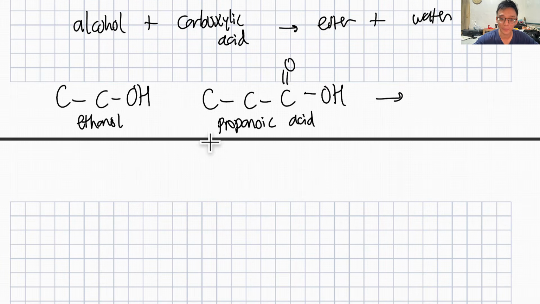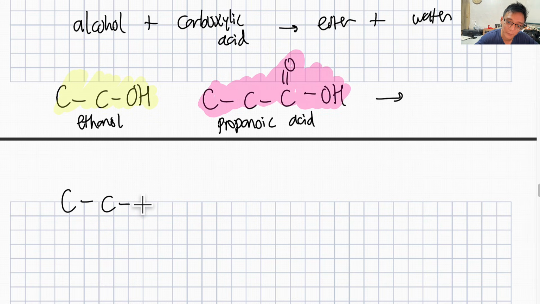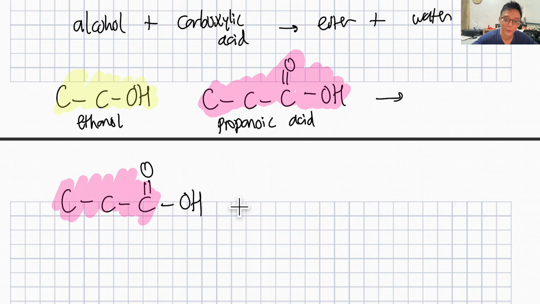Then the ester formed from this will be something. One of the easy ways for me to always do this is that for the propanoic acid, I would highlight it differently with pink color, and for the alcohol part, I will use yellow. So I would put my carboxylic acid on this side, this is the pink part. And then I would put my alcohol in reverse.